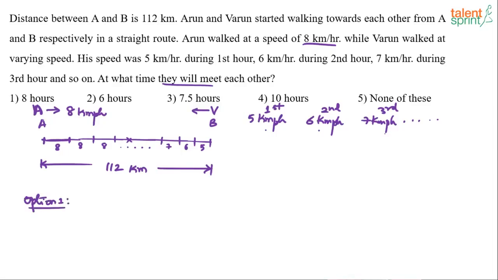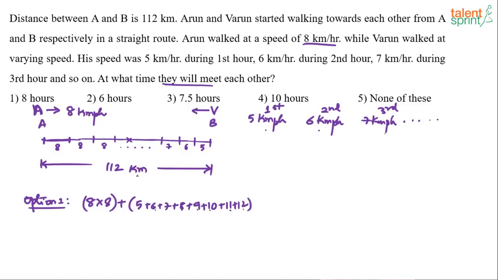You are saying Arun walked for 8 hours and Varun also walked for 8 hours. Now tell me how much will Arun cover in 8 hours? 8 into 8, 64. Yes or no? Arun covers 8 kilometers per hour. So in 8 hours, he will cover 8 into 8. How much will Varun cover in 8 hours? See, Varun will cover 5 plus 6 plus 7 plus 8 plus 9 plus 10 plus 11 plus 12. Every hour, right? First hour, second hour, third hour, fourth hour, fifth hour, sixth hour, seventh hour, eighth hour.